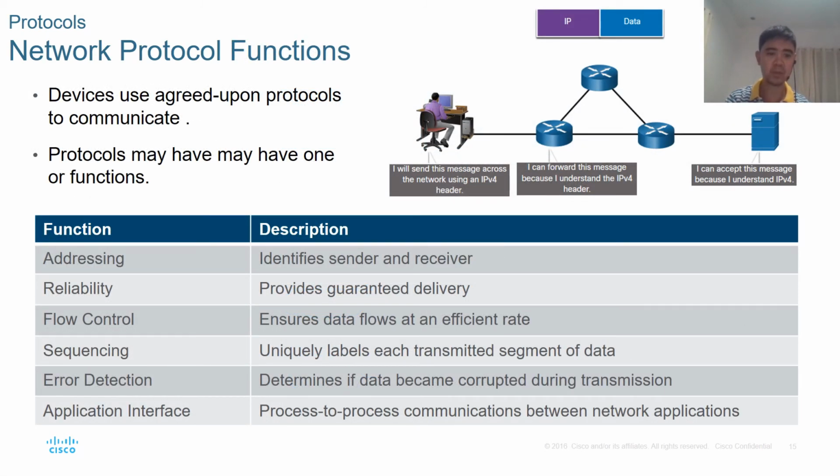Protocols may have something to do with addressing, like IP, the Internet Protocol. Reliability, like guaranteed delivery, is the agenda of TCP. TCP is also a protocol. There's also flow control and sequencing in TCP. There's also a protocol for process-to-process communication, application interface, and error detection.